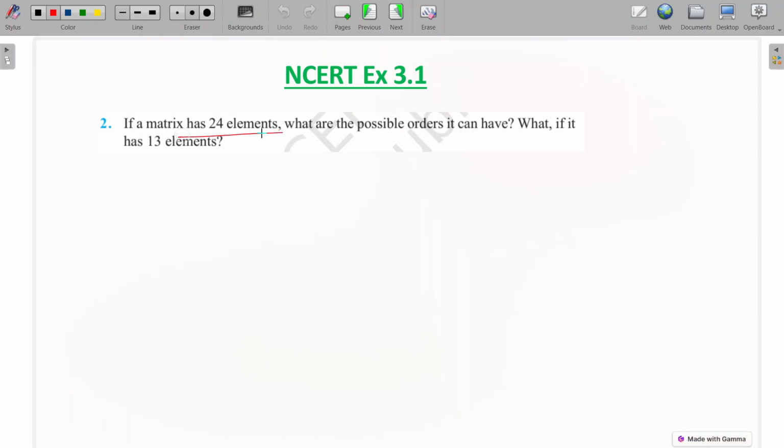If a matrix has 24 elements, what are the possible orders it can have? What if it has 13 elements? So first we have to check if the number of elements is 24. So what are the possible orders? The order is equal to the number of rows into columns. So basically it is asking how many possible combinations of rows and columns it can have. So what is the solution of this?